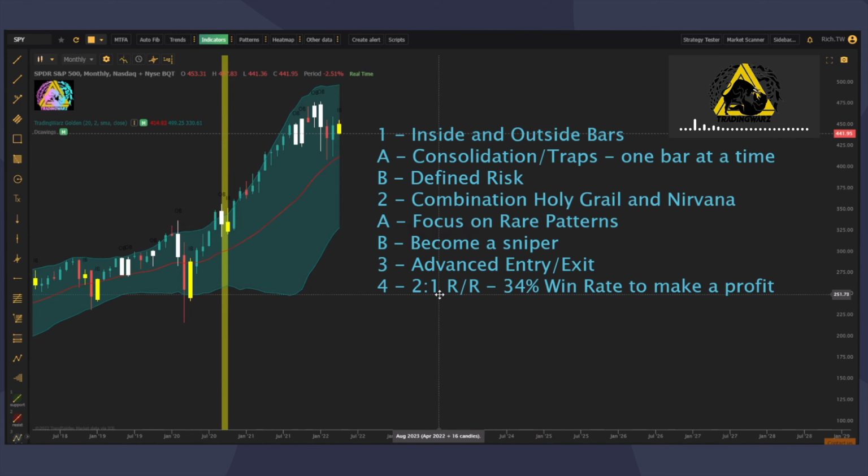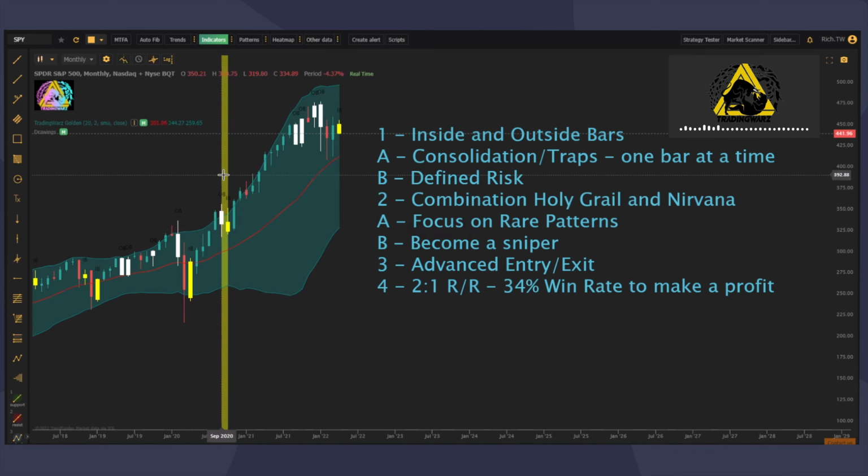Now, what makes this a little bit more special is the combination of the bars. And I've called these Holy Grails and Nirvana. So if we have an outside plus an inside bar, what happens with my indicator is you'll get a yellow highlight that comes on your screen. And that's what I call the Holy Grail.